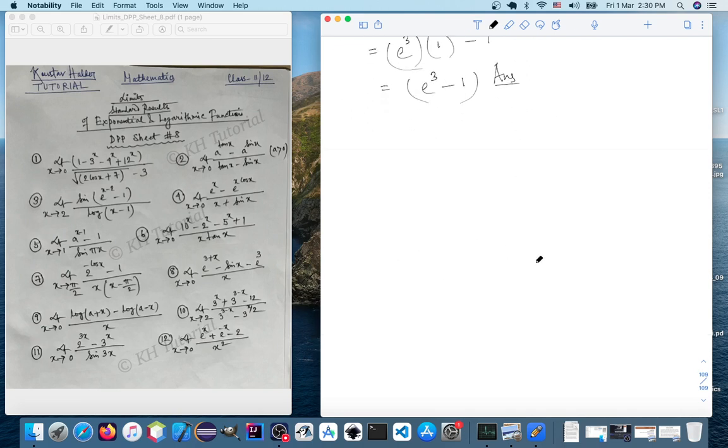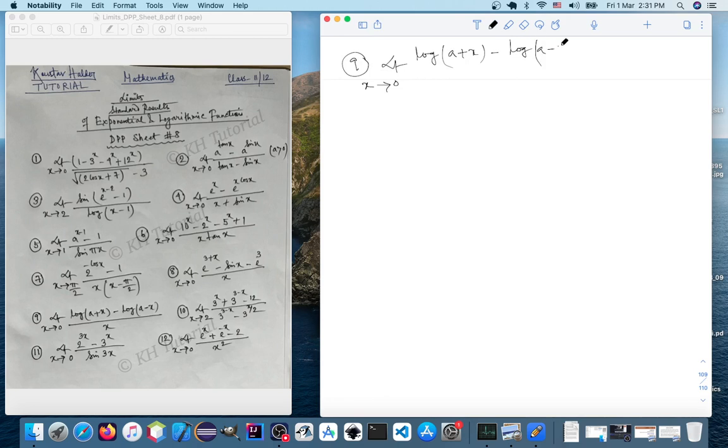Let's see the next problem. Limit x tending to 0 of log(a plus x) minus log(a minus x), divided by x. Now, for this form of question, definitely we can see that we can create the form log(1 plus x) by x.